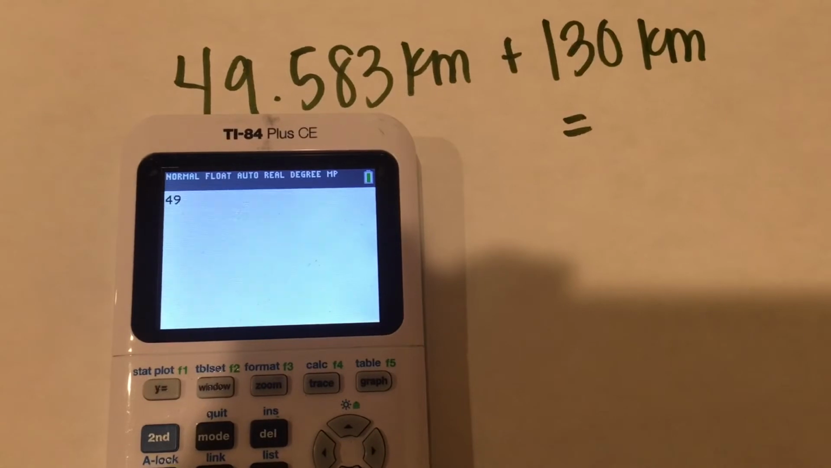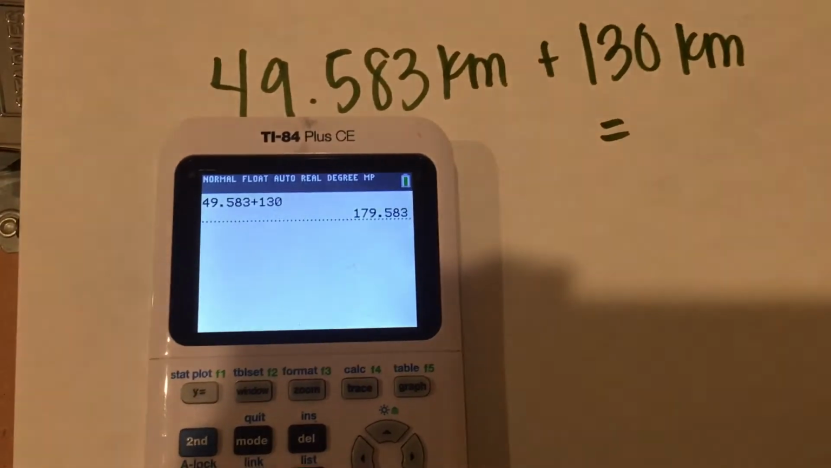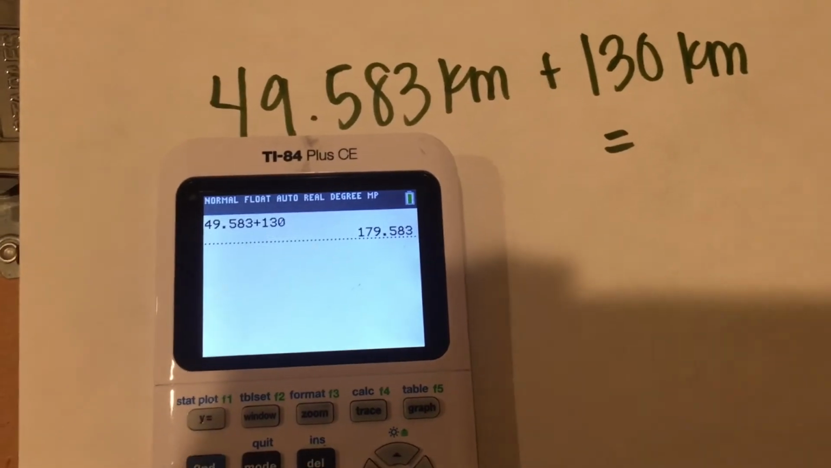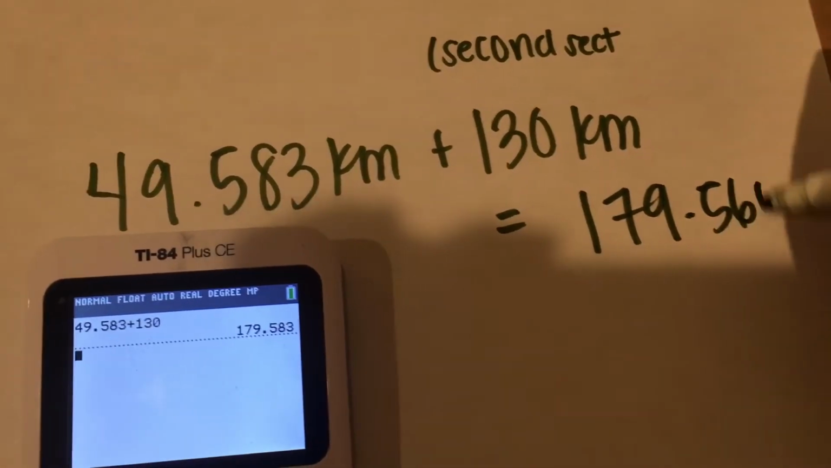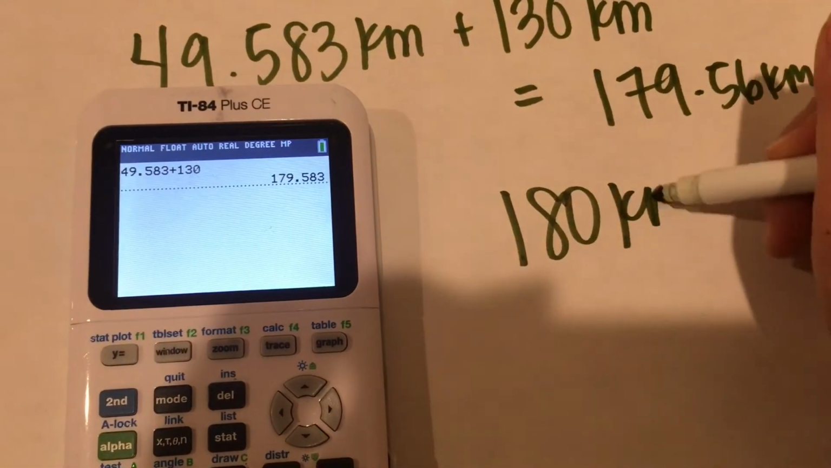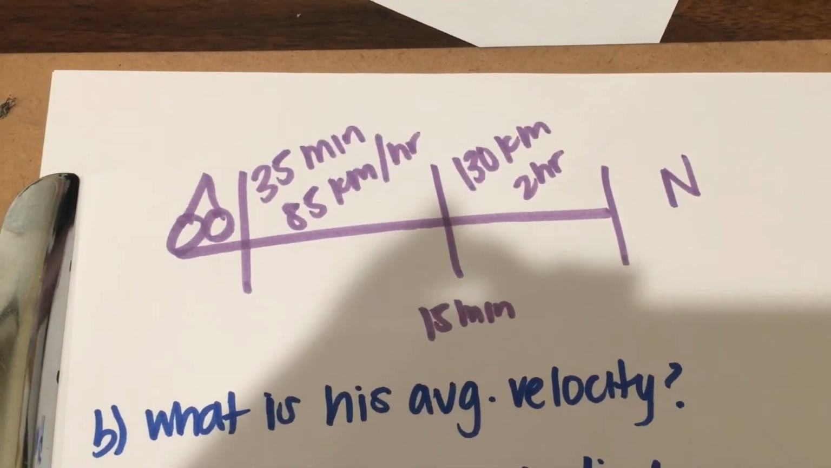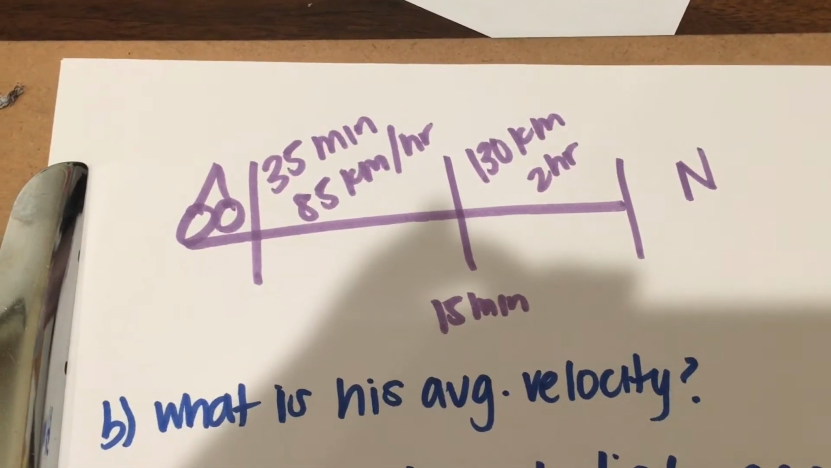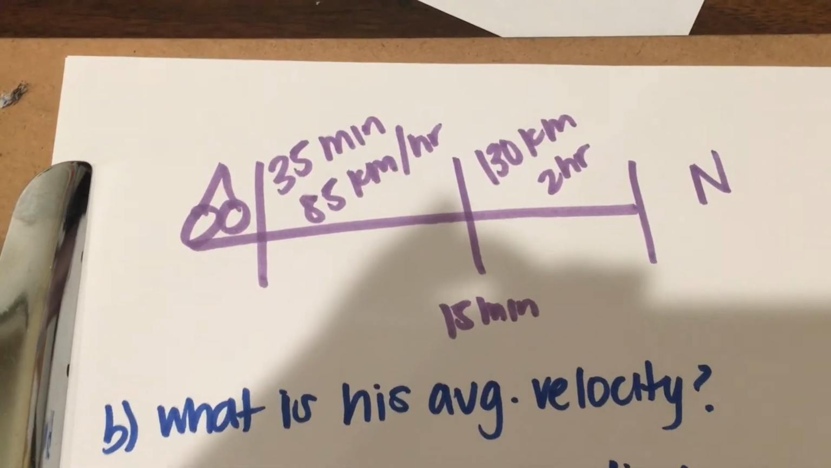So now we just input that into our calculator and we get 179.56 kilometers. The answer in the back of the book is 180 kilometers due to significant figures. Now that we've finished answering letter A, we'll continue on to answer letter B. Letter B asks, what is his average velocity?